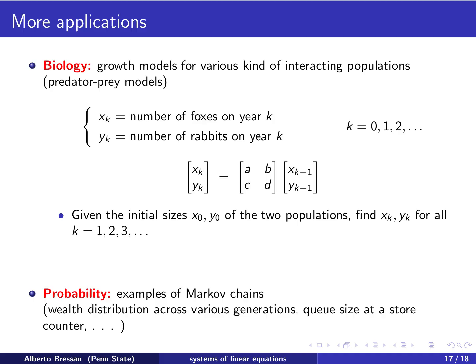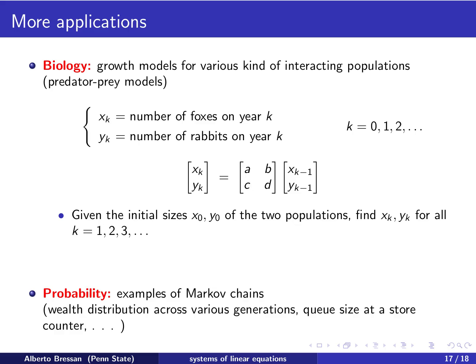So foxes are predators and the rabbits are prey, and then the fox will eat the rabbits. But then a fox also needs the rabbit to survive. So you can give a progression of the population.